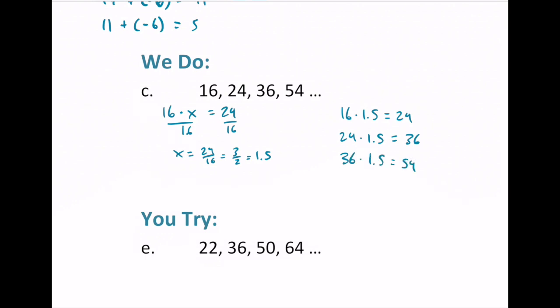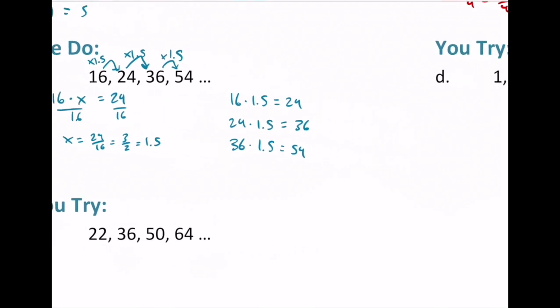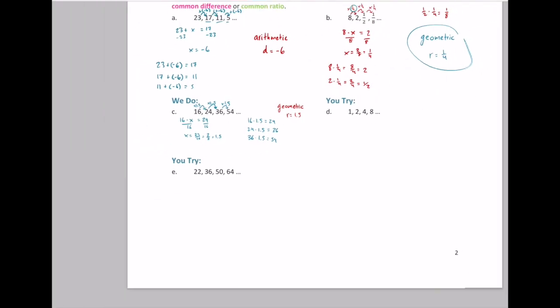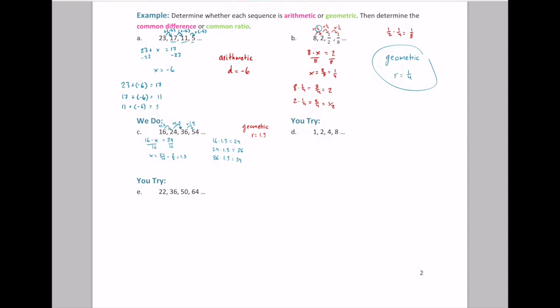So we see the pattern here. We're always multiplying by 1.5. So we can say that this is a geometric sequence since we're multiplying, and our common ratio is 1.5 because that's what we multiply by. Alright, I'd like you guys to try D and E on your own, then come back to the video to check your answer.